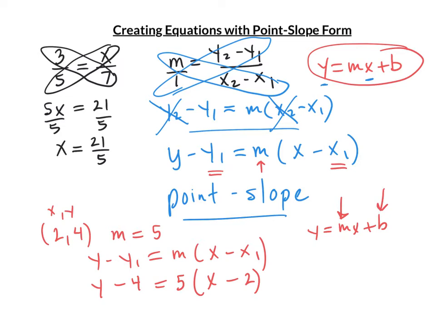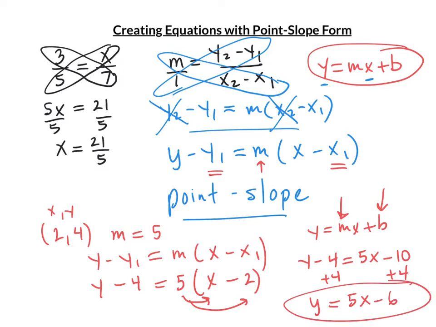There's 2 steps to do that. Distribute the 5. y minus 4 equals 5x minus 10, 5 times x and 5 times 2. And then the last step to get y by itself is to add 4. And our equation would be y equals 5x minus 6. The equation y equals 5x minus 6 would pass through the point 2, 4 and would have a slope of 5. There's my m. And a y-intercept of -6.